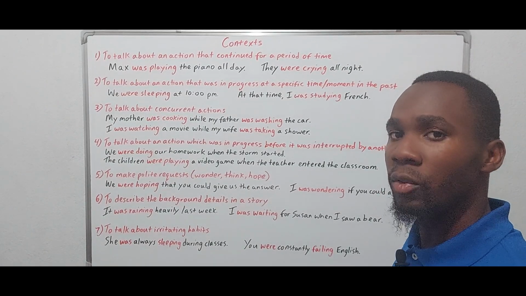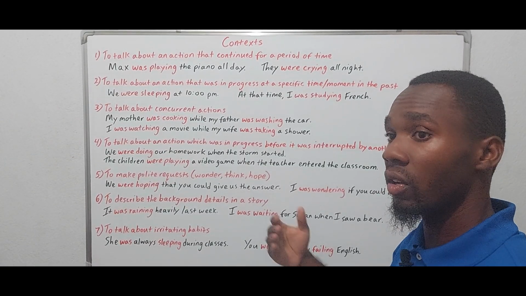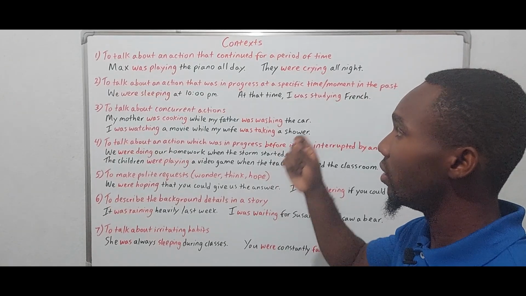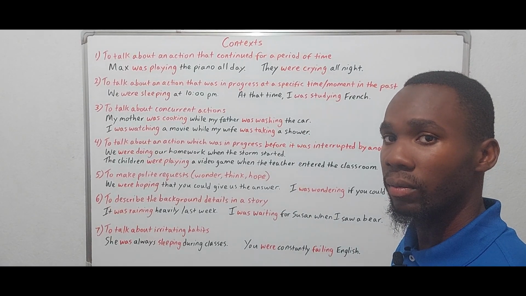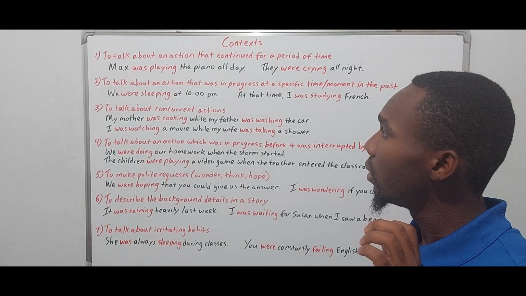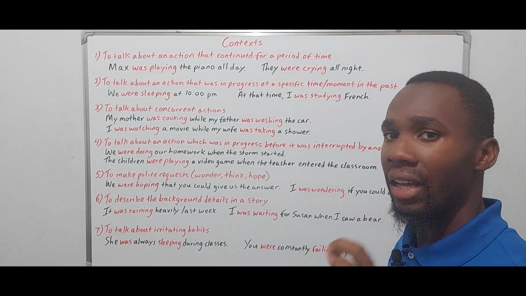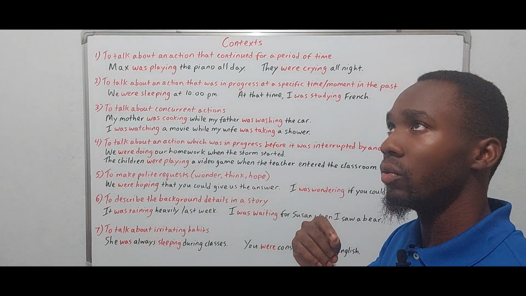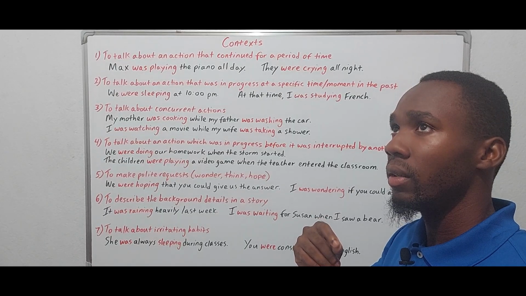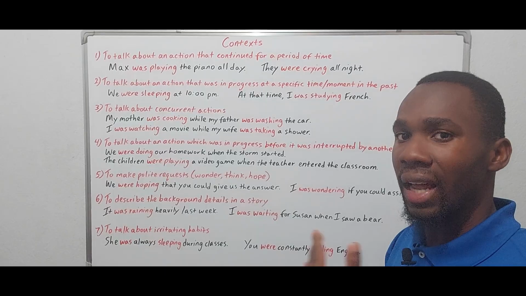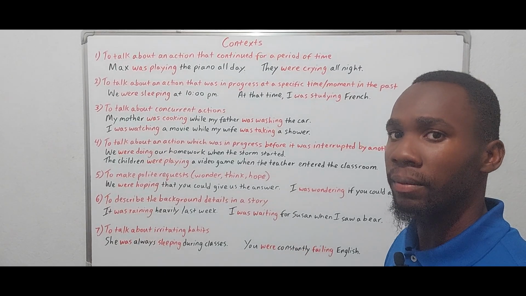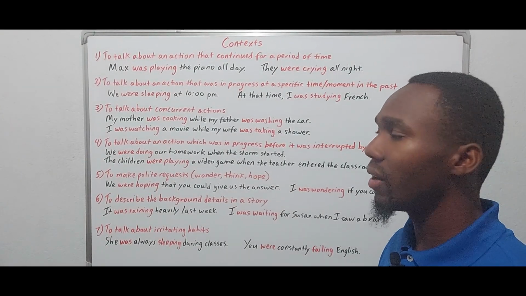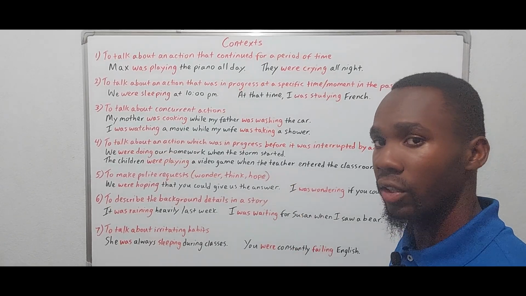So in this case, anytime you want to convey that an action was continuous or it continued for a period of time, we utilize the past continuous. So the key element is the action has to be continuous and it would have to have lasted for a period of time. So yeah, anytime we have that scenario, we utilize the past continuous, right?